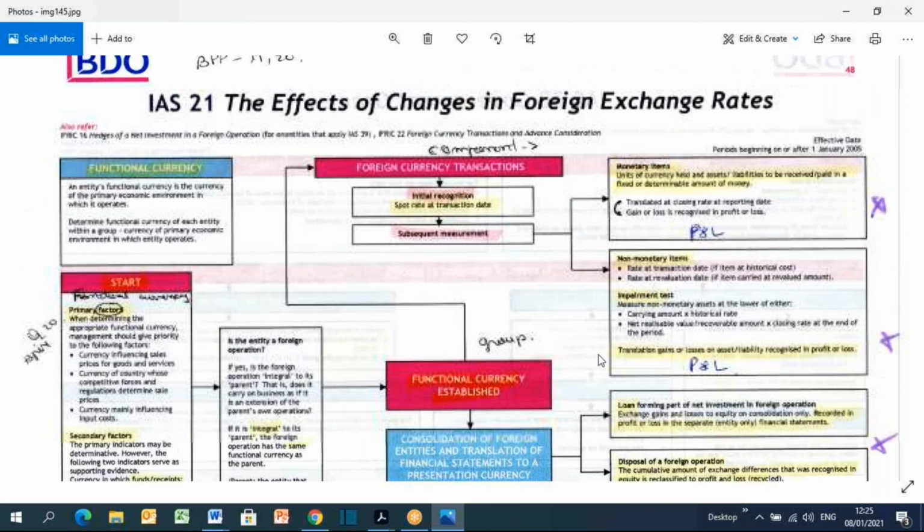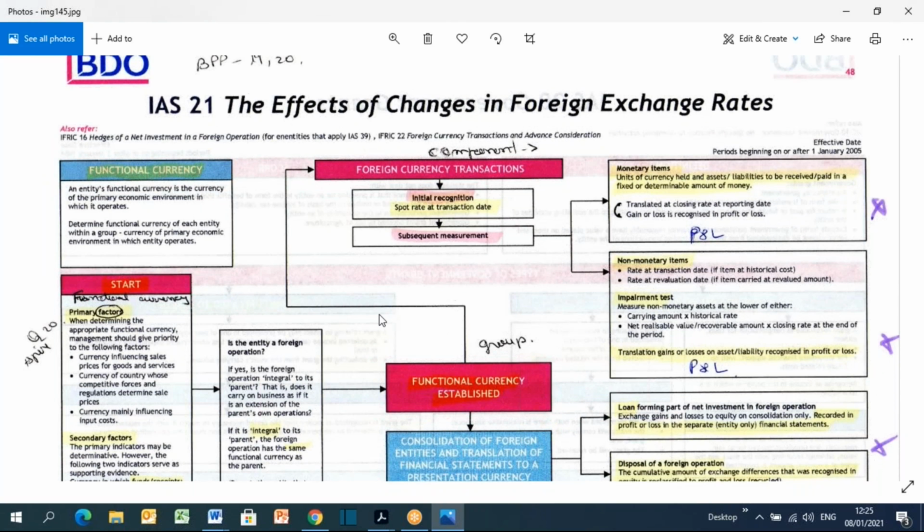Also, the recognition. When it talks about a single, individual company, which is a component company of the group, then the accounting treatment is that the translation gains or losses should be recognized in P&L. The initial recognition is at the spot rate at the transaction date, and the subsequent measurement, whether monetary or non-monetary items, gives translation gains or losses. This is the accounting treatment, and you will understand it by practicing.